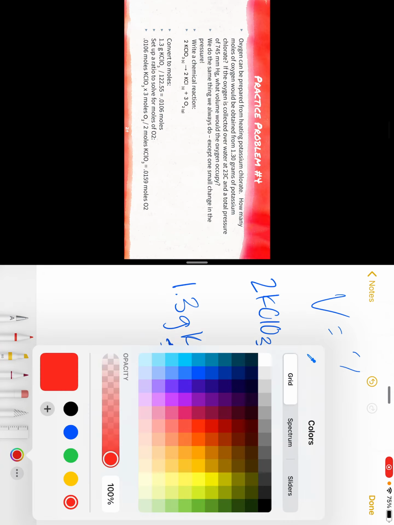Now I need to do some stoichiometry and set up a ratio because I need to figure out how many moles of oxygen I have. I know I have 0.0106 moles here, which means I just bring down my coefficients, 2 moles, 3 moles. Now I can just cross multiply and divide. I'm going to do 0.0106 times 3, and whatever that answer is, you're going to divide by 2. When you do that math, you should get 0.0159, and this is moles of oxygen. We will need this in a minute.